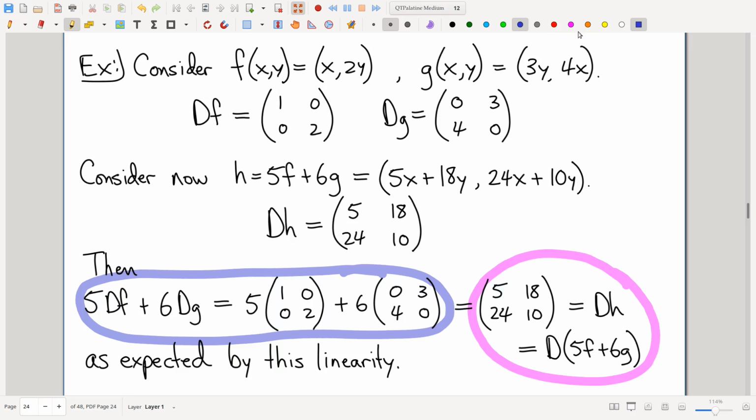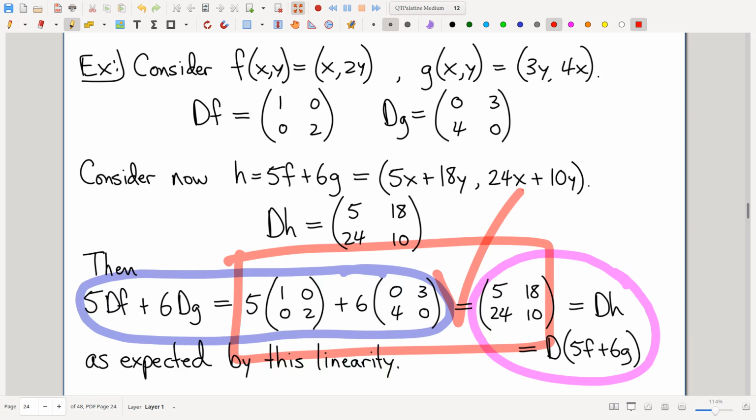And I'm going to leave it as an arithmetic exercise for y'all to confirm that, yes, sure enough, you do indeed get the same thing. So this doesn't prove anything, but this is just an example of what we're talking about when we say that differentiation is linear. Is that cool? Everybody happy? Takes a little digesting, right?